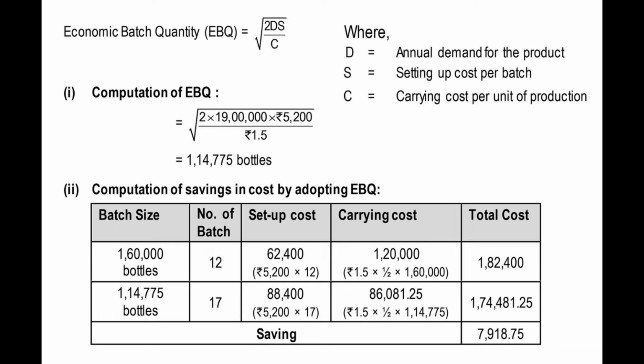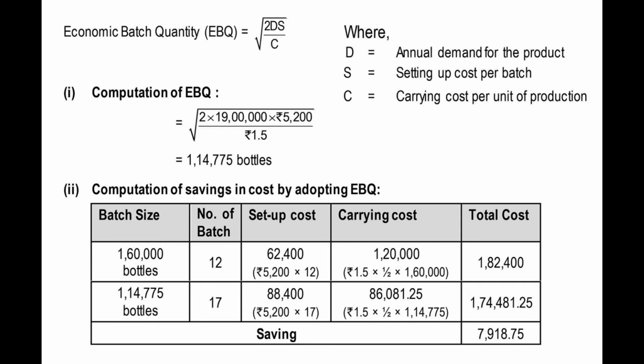Go to the second row, first column, under batch size, write batch size 1,14,775. This is as per economic batch quantity. Already the company was following a batch size of 1,60,000, and we have arrived at that total cost. Now we are going to arrive at the total cost for the economic batch size, which is 1,14,775. Update in the first column. Then the total demand of 19 lakh should be divided by 1,14,775. Then the number of batches will be 17.